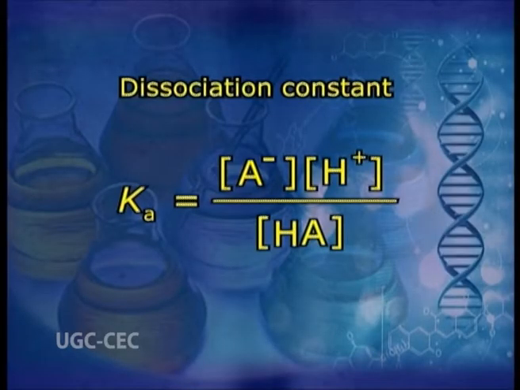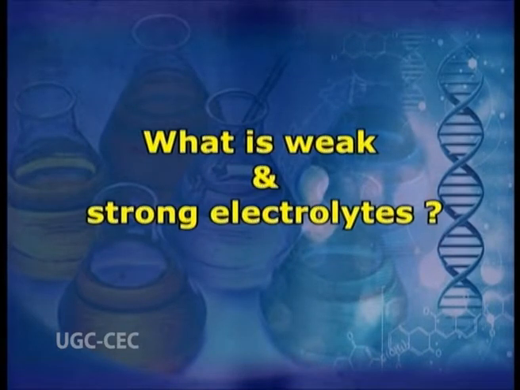The dissociation constant is usually written as a quotient of the equilibrium concentrations in moles per liter, denoted by the concentrations of HA, that is the concentration of acid, then the concentrations of acetate ion and of hydrogen ion. So, the dissociation constant Ka is equal to the concentration of acetate ion times the concentration of hydrogen ion upon the concentration of acid. What are weak and strong electrolytes?